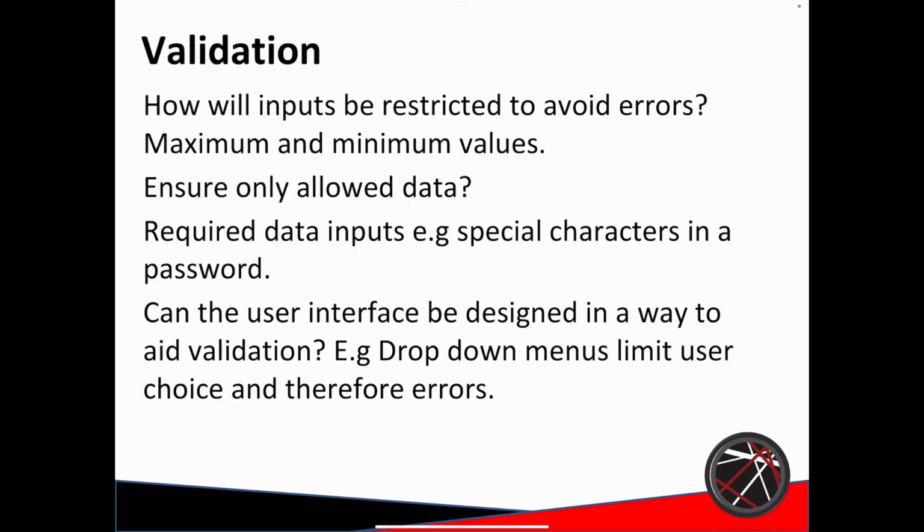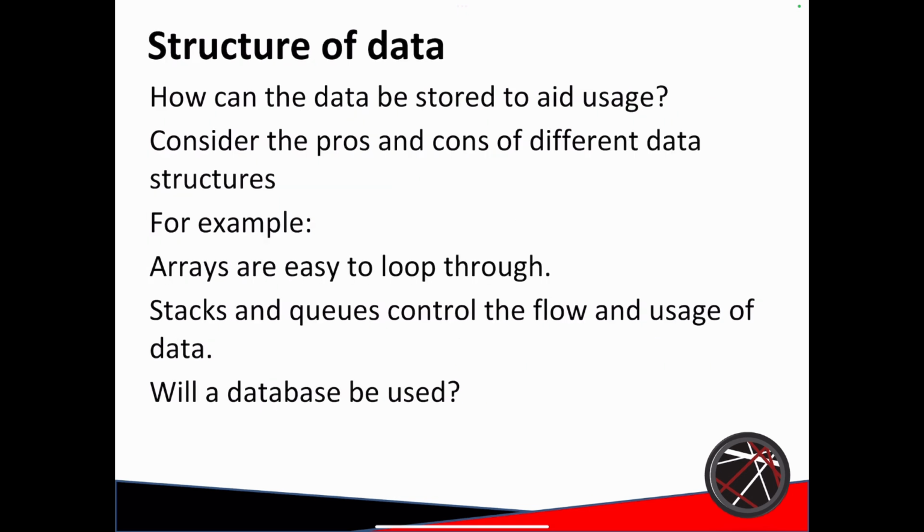What we also need to consider is the validation. And again, this is something that's in the NEA and it's incredibly important to talk about. How are we going to make sure the user cannot make errors? And again, can we design the user interface in a way that will help to prevent those errors? For example, things like drop-down menus are really useful because they limit the user to a certain number of choices, and therefore present that in a clear and easy to use way. The other thing with validation is making sure that we're following rules and that we're applying those rules. So it might be that we have maximum and minimum values, or that we're going to use things like special characters within a password.